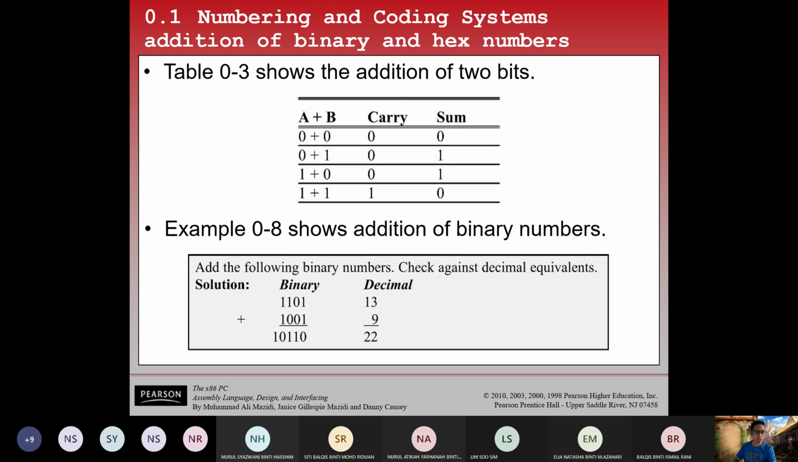This can be directly converted to decimal, because you know this is 2, this is 4, and this is 16. So 16 plus 6 is 22. So that's correct for your decimal equivalent. Or you can do the conversion of each first, so that becomes 13, and this becomes 9, and then just add both of those numbers, so you also obtain 22.